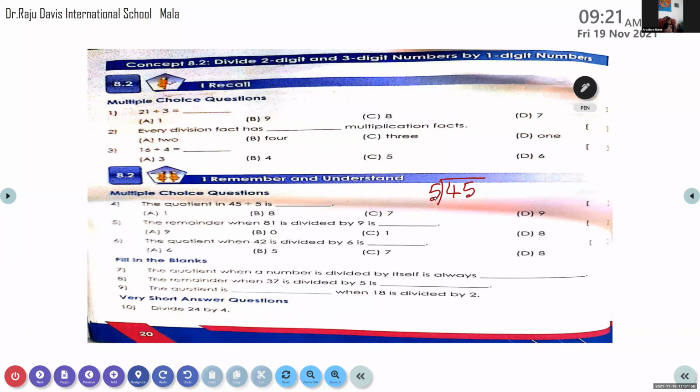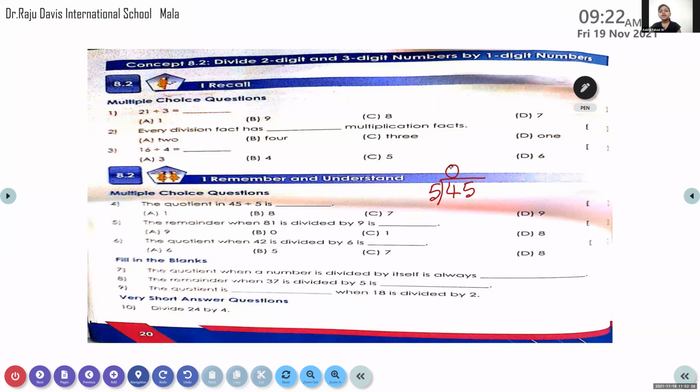First, we need to compare 4 and 5. If it is needed, you have to put a 0 on the top of that particular number. Otherwise, we can solve it. We have to compare the dividend. You can compare in your mind if you want, or else you can write it over here. The 4 is lesser than 5. So put a 0 over there and take two numbers together.